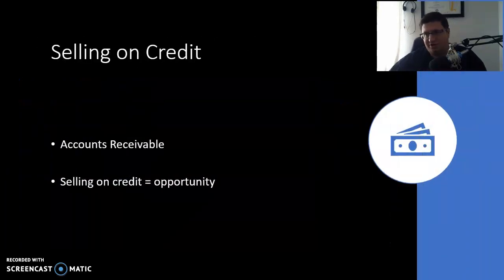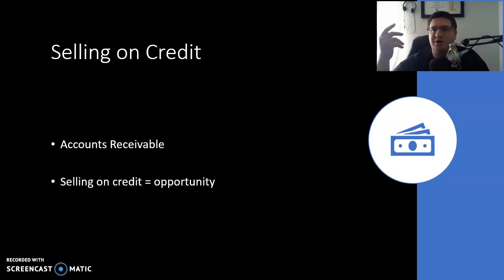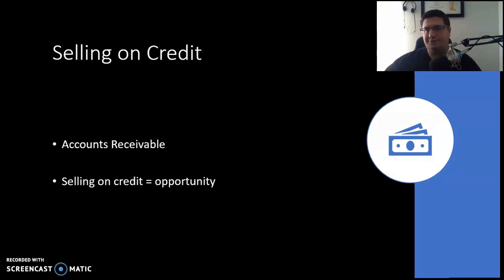Alright, so selling on credit. This is where accounts receivable comes in. And you always want to sell on credit because it is an opportunity for your business to make more money. Some people don't like selling on credit. I'm sure some small businesses only take cash. They don't do accounts receivable. They don't bill. They don't invoice. But a lot of contractor type service businesses will use this system.